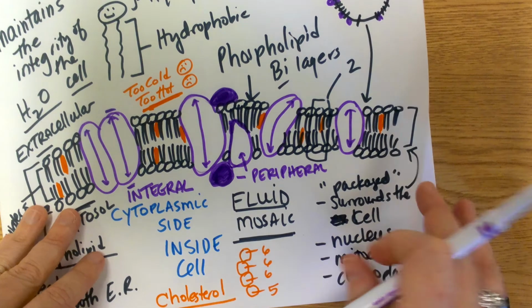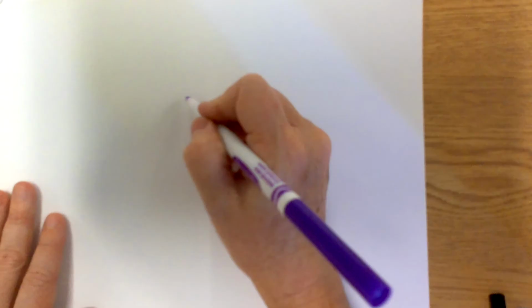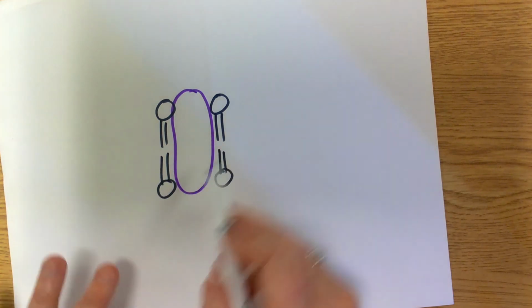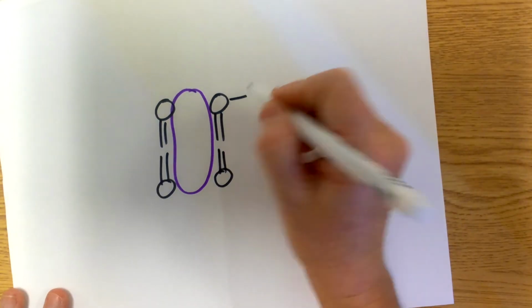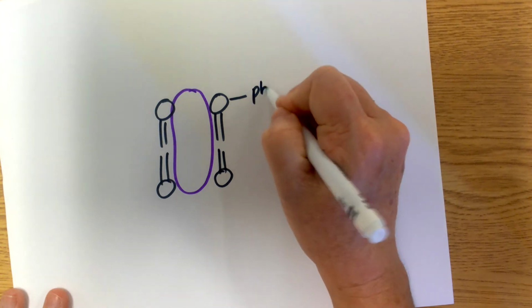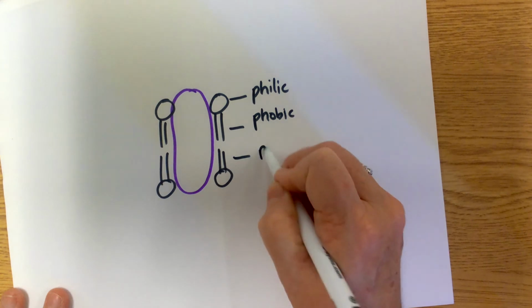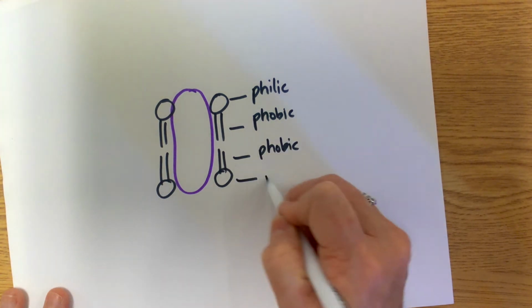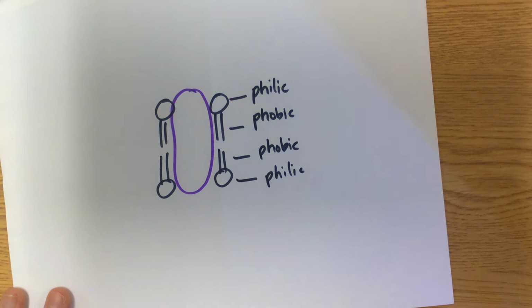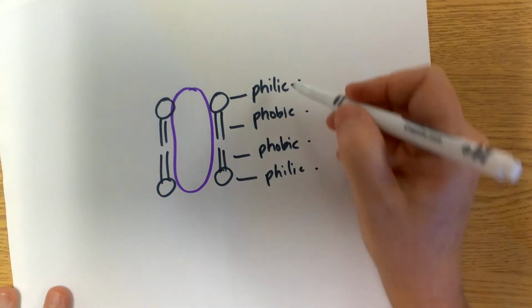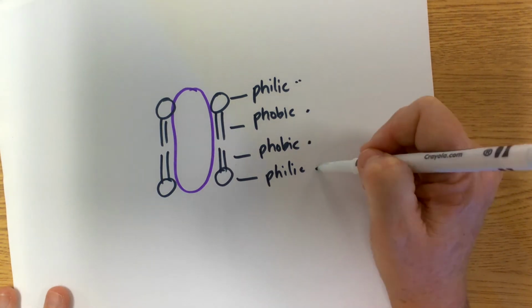Now, an integral protein, I'm just going to show you a little bit, because it's going to be embedded within the membrane. So it would be side by side with these phospholipids. This one is hydrophilic, and then we have phobic, and then phobic, and then philic. Okay? So they love water, hate water, love water. And they can mix with water, can't mix with water, can't mix with water, can mix with water.